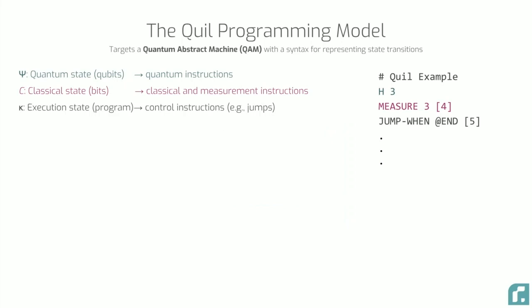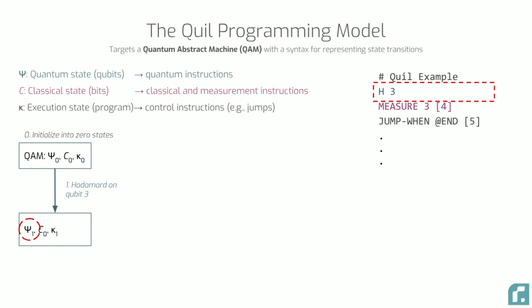So there's this abstract model that's actually behind all of Quill. That was kind of a general introduction, but there's a formal statement of how Quill works as well, which is that it operates on something called a quantum abstract machine, which is a finite state machine. And there are 3 types of instructions. There's the quantum instructions, there's classical and measurement instructions, and then there's these control instructions as well. And this is a small Quill program that has examples of each that we'll just step through as state transitions.